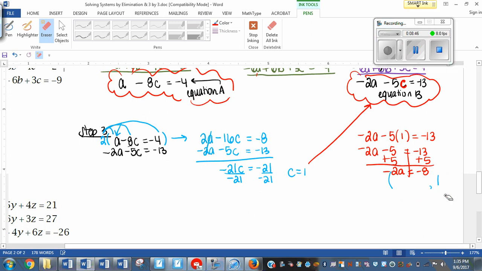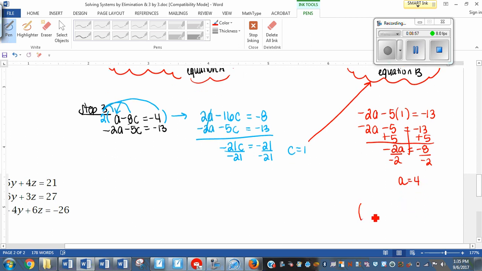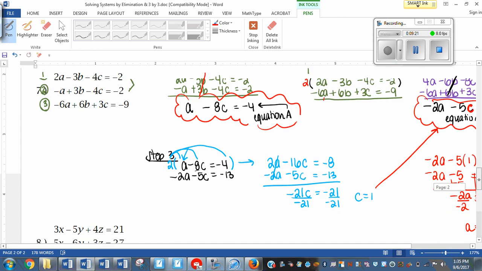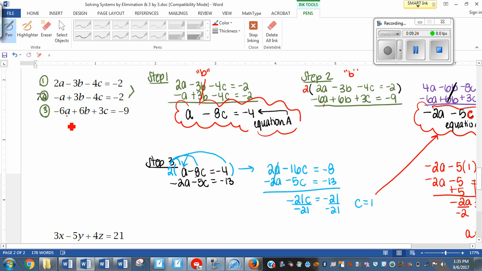And I'm just going to move this stuff down. Okay, so we have A, we have C. The last one we want to look for is B. And in order to do this, all we need to do is take our A and C and sub back into one of the original equations. I'm going to choose this third equation just again because I have some more room to work.